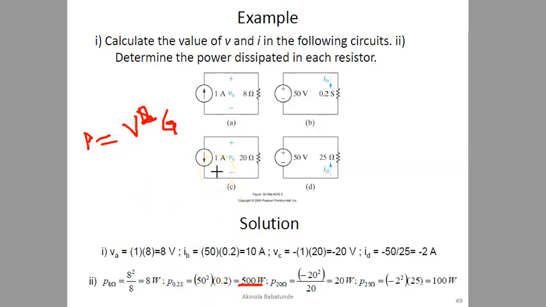In the third circuit, our power would also be V squared over R. Our V was calculated to be -20, so you have -20 squared divided by R, which is 20. That will give us 20 watts. In the third circuit, we can also find it using I squared R. Our I was calculated to be -2, and then you have -2 squared multiplied by R, which is 25. That gives us 100 watts. Again, you can use any of the expressions of power, P equal to IV, P equal to I squared R, or P equal to V squared over R, and we will still arrive at the same value.